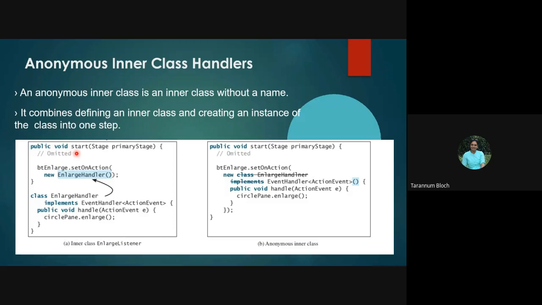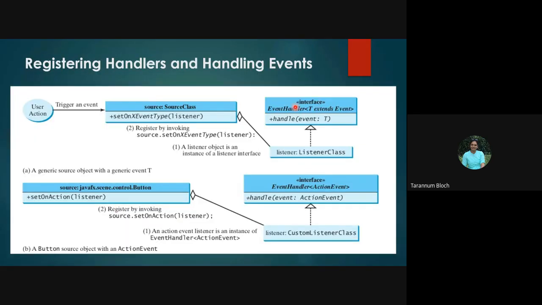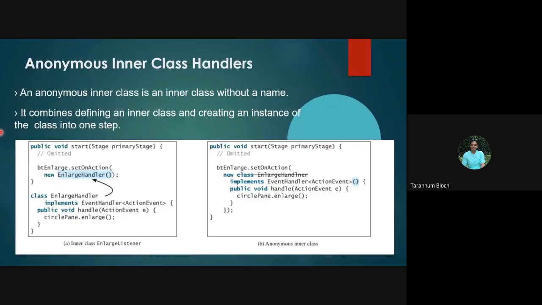We have taken a start method and we said buttonEnlarge. When the button to enlarge the circle is clicked, we said dot setOnAction with the enlarge handler. So what is the enlarge handler? Again, the enlarge handler is an inner class, right? It is an inner class and it is being implemented using EventHandler. And we know that EventHandler is an interface. Fine. So this is your own class which you are defining. This is called an inner class example, right?